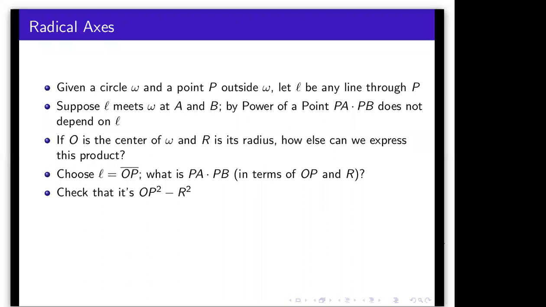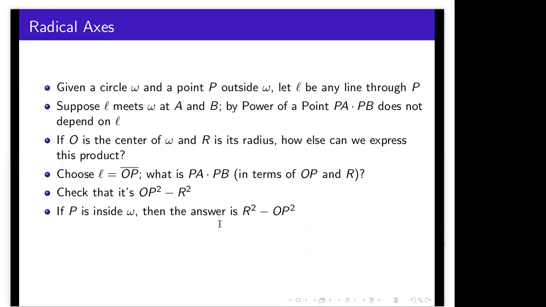For this calculation, we assumed that P was outside omega. If P is inside omega, then the calculation is slightly different because the order of the points on the segment is different. When P is inside omega, it's the negative. It should be R squared minus OP squared.